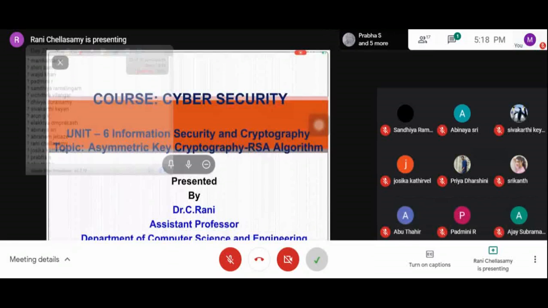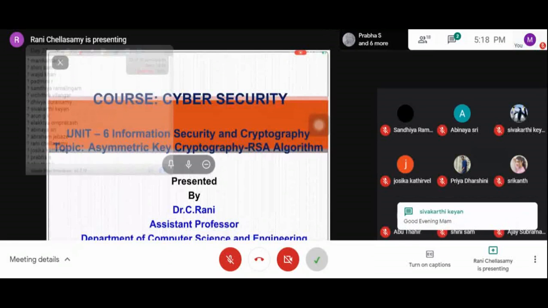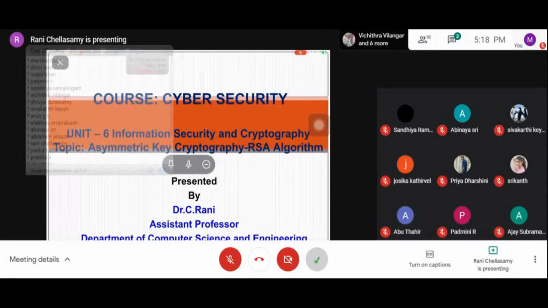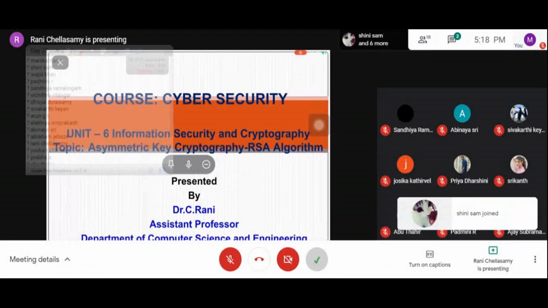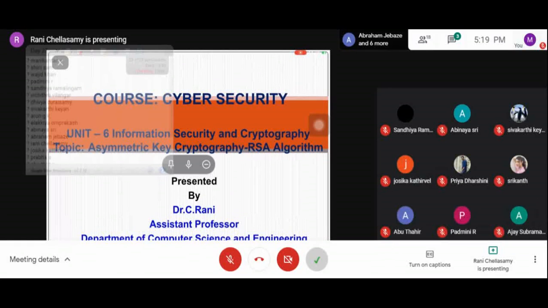For today's session, we are going to deal with the topic asymmetric key cryptography algorithm. One such algorithm is the RSA algorithm. We are going to deal with the algorithm and how to solve it with an example.